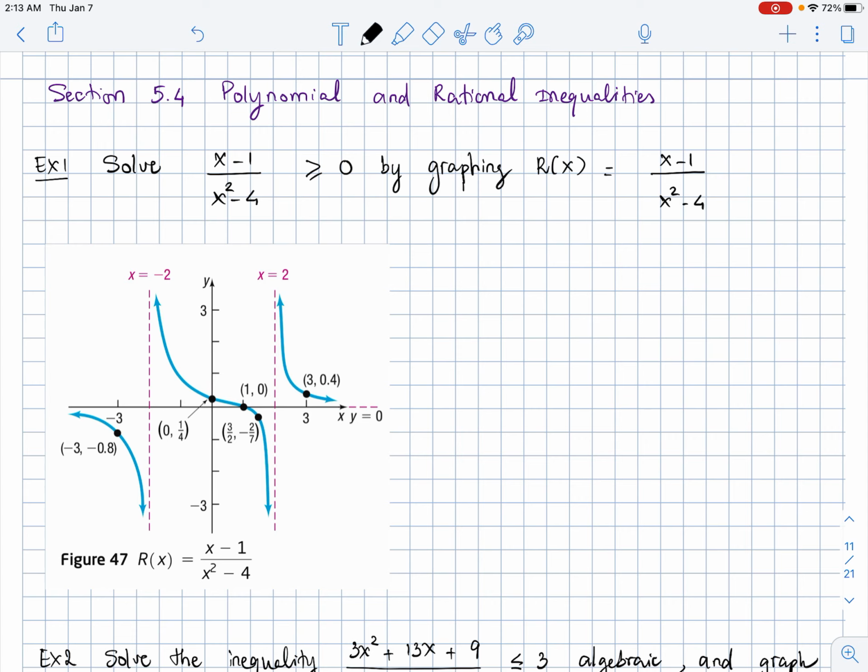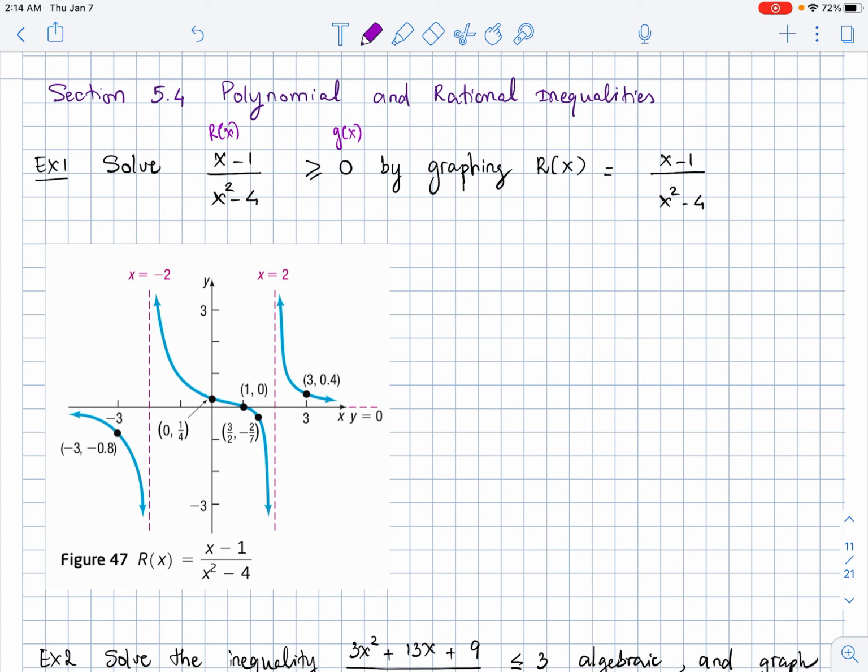We already graphed this rational function. From this rational function, we assign the function notation. On the left-hand side, that is f of x. On the right-hand side, that is g of x. If we graph f of x and g of x together, f of x will be the blue curve, and g of x is the x-axis, y equal to 0.